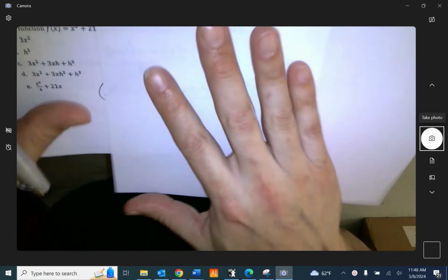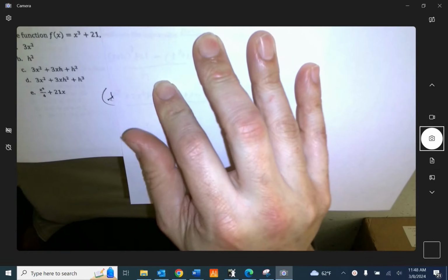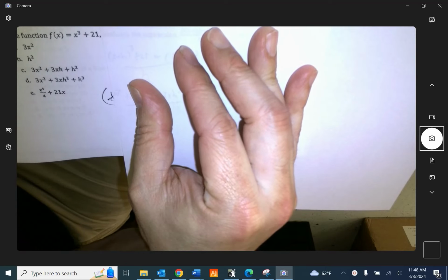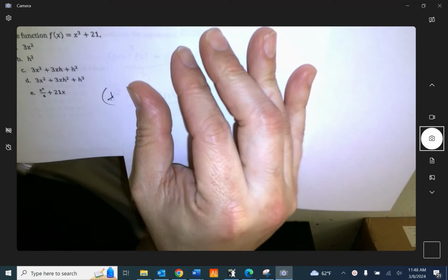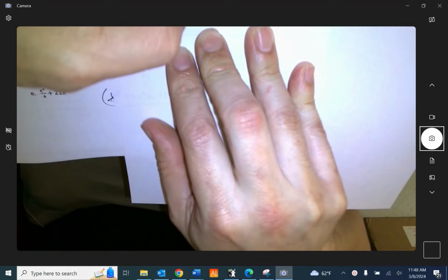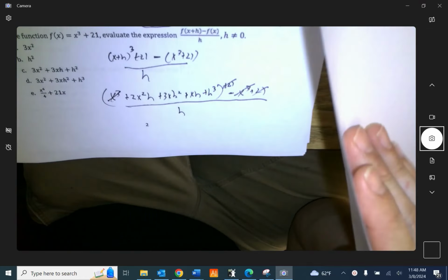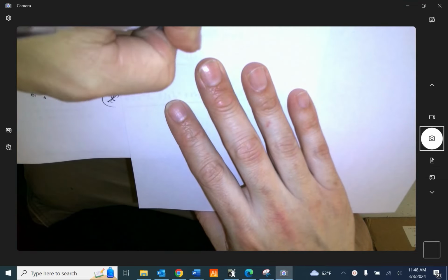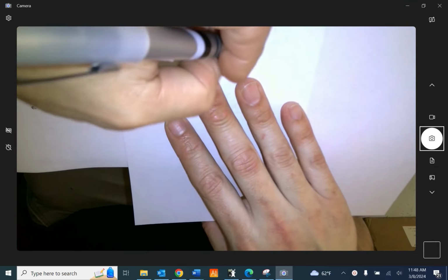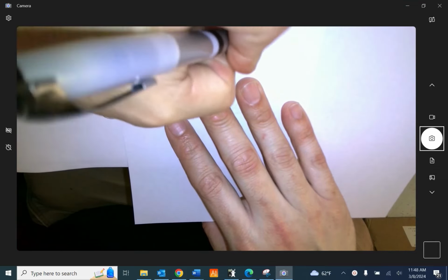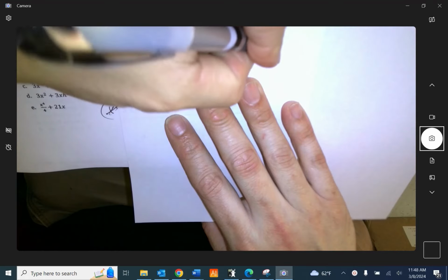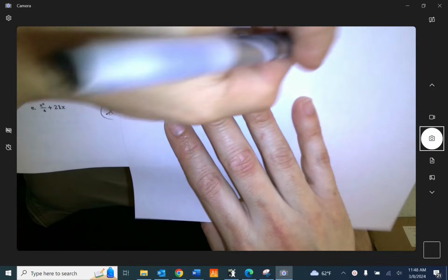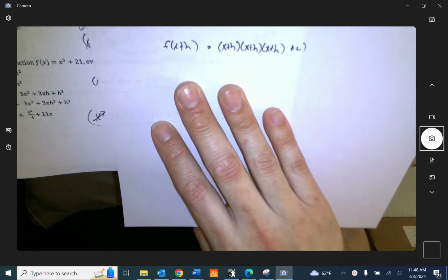So I had done some work on this one, but I messed up somewhere. I know, because I understand calculus, what the correct answer should be, but I wasn't getting the right answer, and I'm not sure why. But the question is f of x plus h. So f of x plus h is going to be an x plus an h written 3 times, because it's cubed, and then plus 21. And I'm going to find that first.